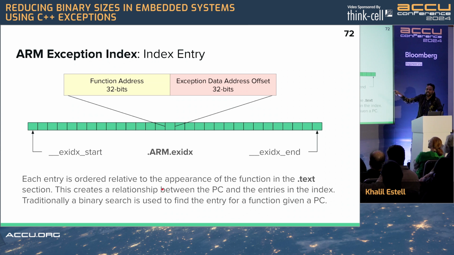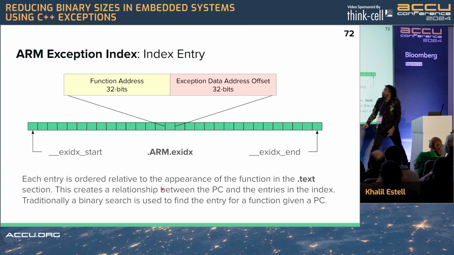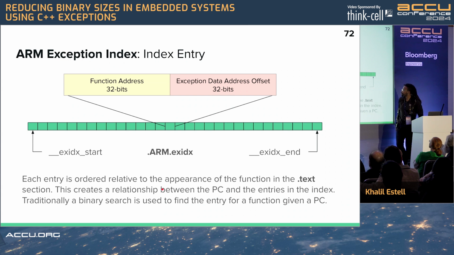Each entry in this table represents a particular function in your code. Each function that's a non-leaf function will get one of these entries. They are positioned relative to the appearance of the functions in your text section, meaning if the first function at address 0 is foo, and the next one after a bit of an offset is bar, and after that is baz, then entry 0, 1, and 2 will be foo, bar, and baz. And then you can just binary search to find what you need.